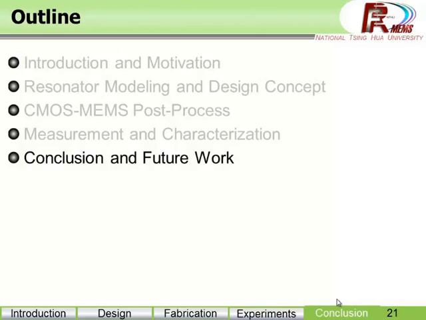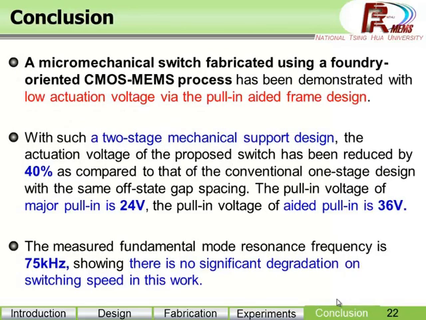And I will conclude this work. First, with a two-stage mechanical supporting design, the pulling voltage has been reduced by 40%, and the pulling voltage of the major pulling frame is 24 volts, which means the low-actuation voltage design is achieved. And the measured fundamental mode resonance frequency is 75 kHz, which shows there is no significant degradation of switching speed in this work.